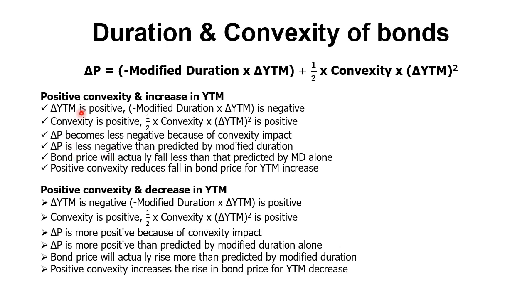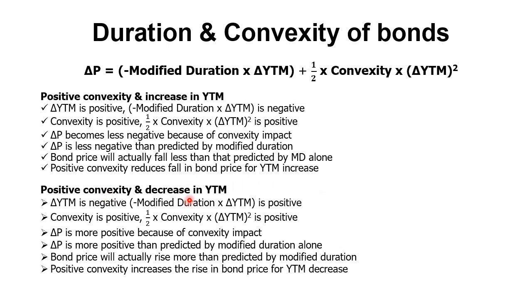This means that delta P will be less negative than that predicted by modified duration alone. Therefore, the bond price will actually fall less than that predicted by the modified duration alone. Positive convexity reduces the fall in the price at that point in the curve for an increase in the YTM.